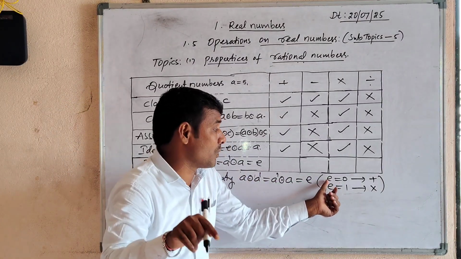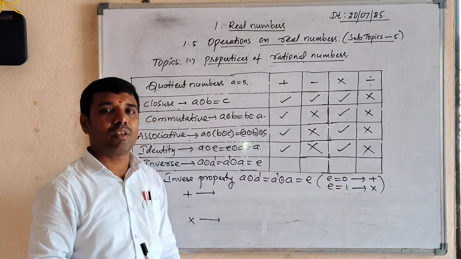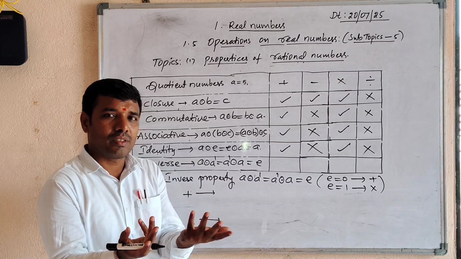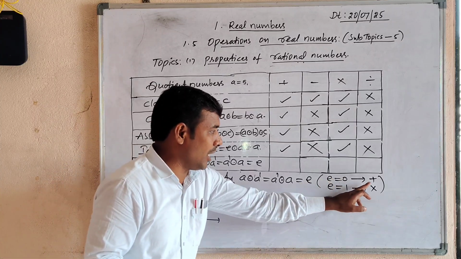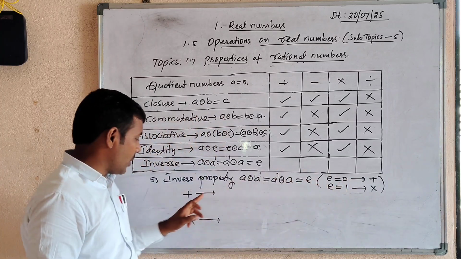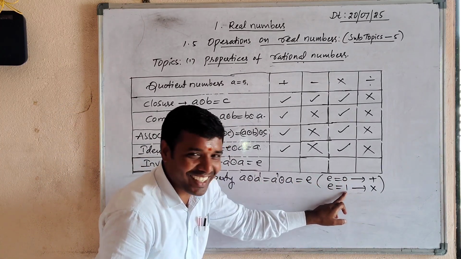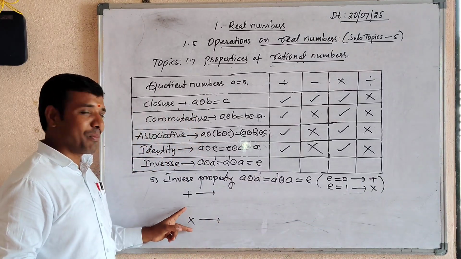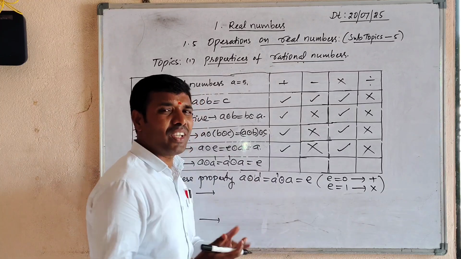We did not find this in the identity property. Mainly in subtraction we did not get an E value. Even in division we did not find an E value. Ignore those two operations. I think you got it. Very clear, no? Under addition the E value is 0. Under multiplication the E value is 1. Okay, beta. That's why multiplication. The remaining two operations, just ignore them. Leave it. Simple.